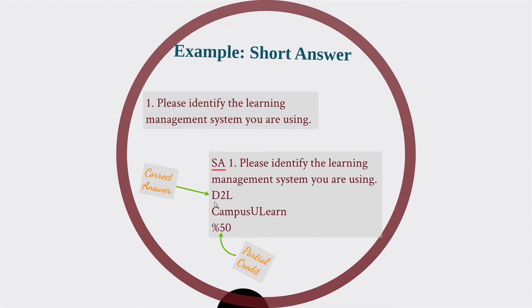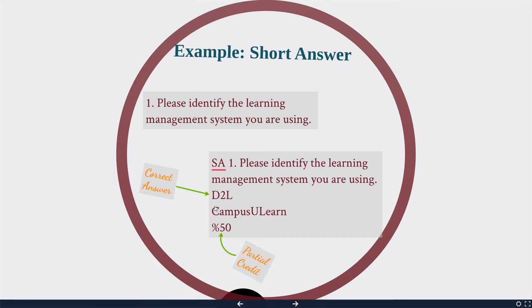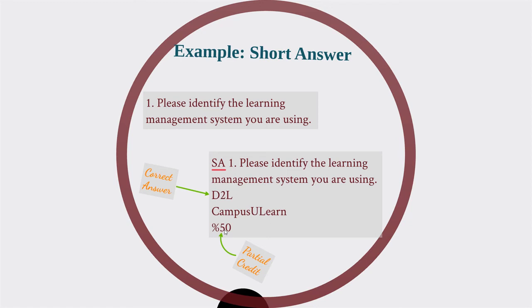But there is a chance that you might have some other answer which is worth a partial grade. So you can just write, let's say, campus you learn, and you want to give it 50%. So you can just write percent 50. So you can give as many as you want, even with partial credit. Right answer, you can give as many as you want.